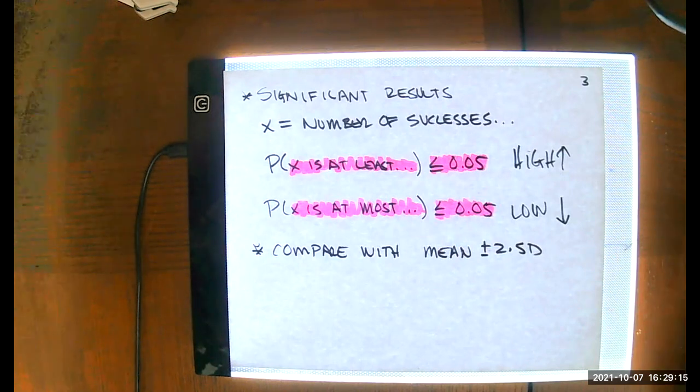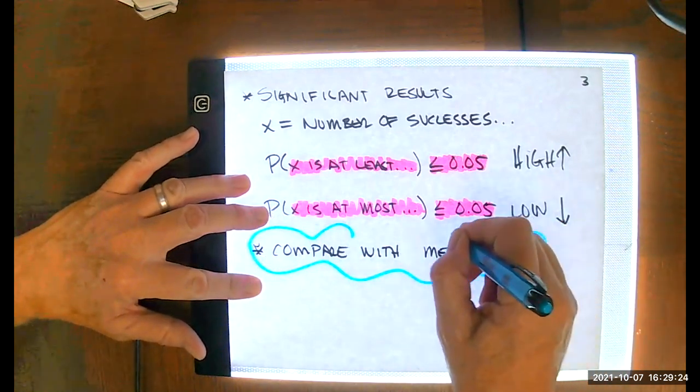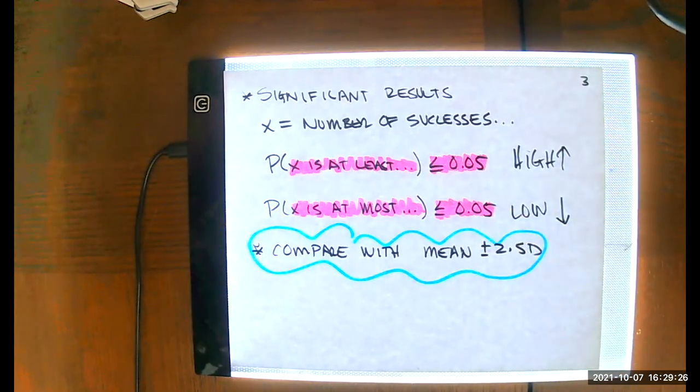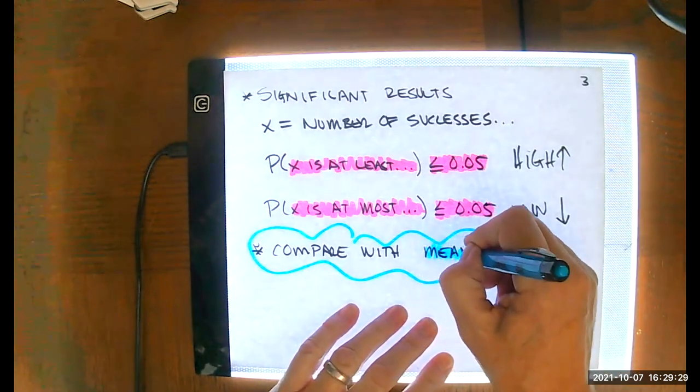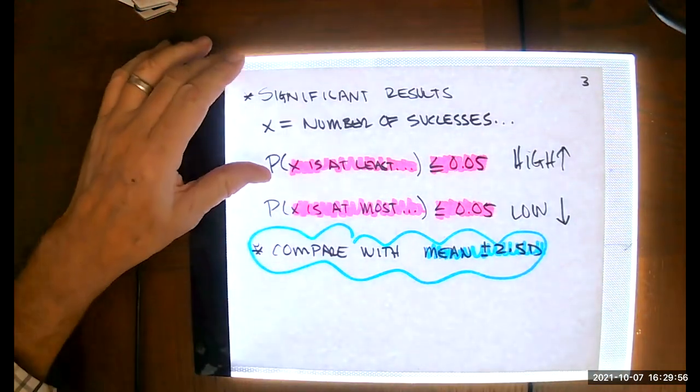Now, this can be confusing because we already have a way to identify significantly high or low numbers of outcomes. We have the mean plus or minus 2 standard deviations. These two methods are equivalent. They really don't produce different results, at least not in most cases we are concerned with here. So, let me run through exactly how this might look in each circumstance.